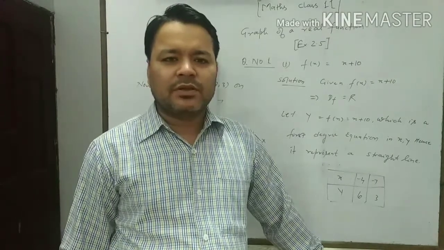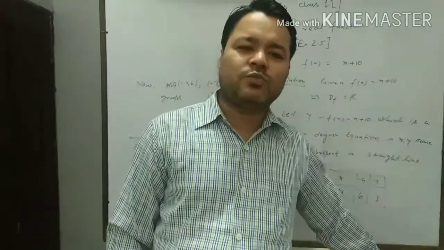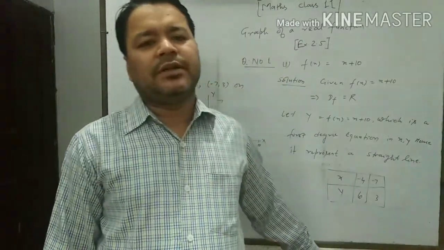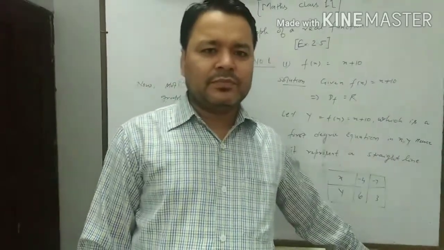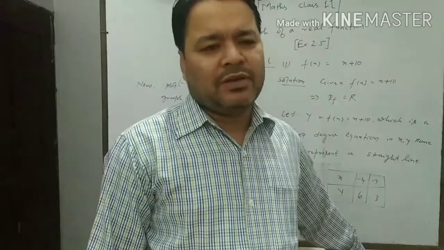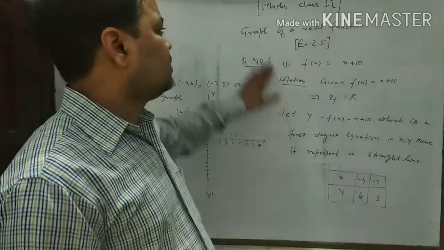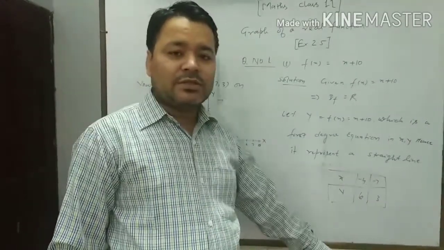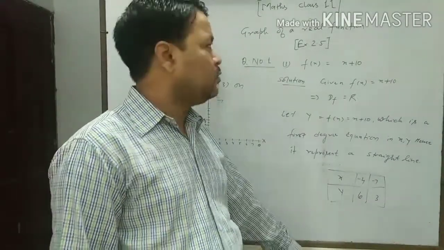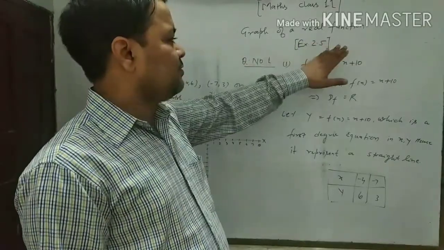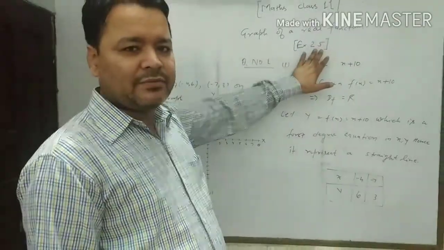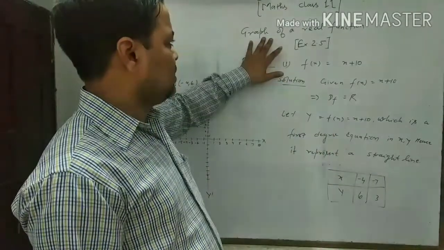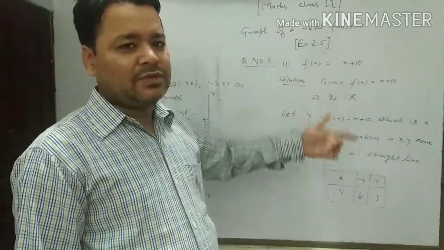In the last video class, we discussed some questions related to exercise 2.4, and today I am going to discuss some questions related to exercise 2.5. The questions of exercise 2.5 are basically based on the graph of a real function. In the last video class, we discussed what a real function is, and now the graph of a real function. We try to understand the concept of the graph of a real function with the help of an example.